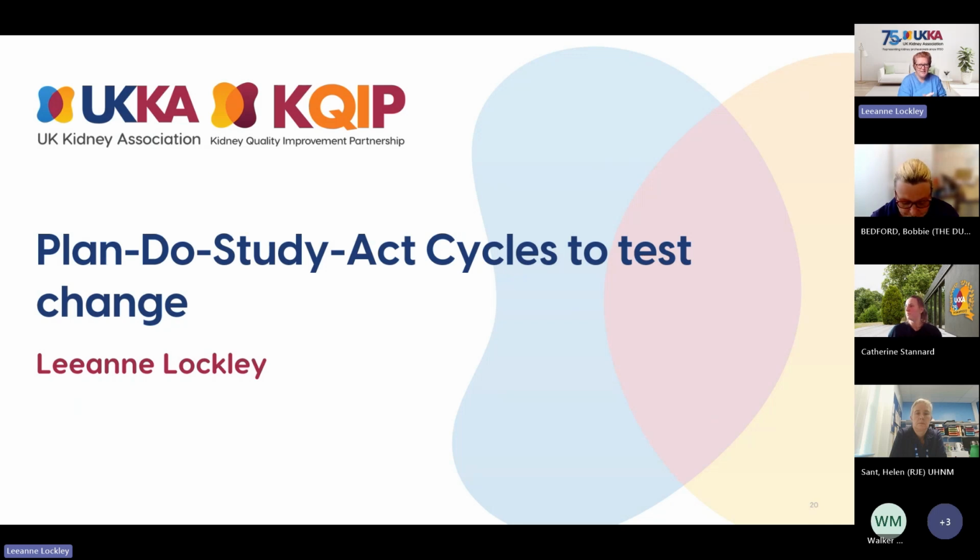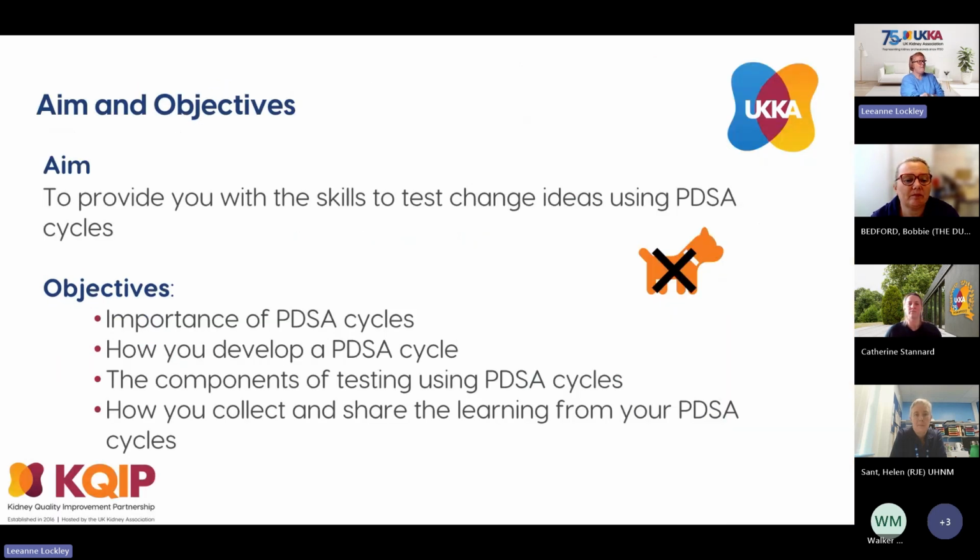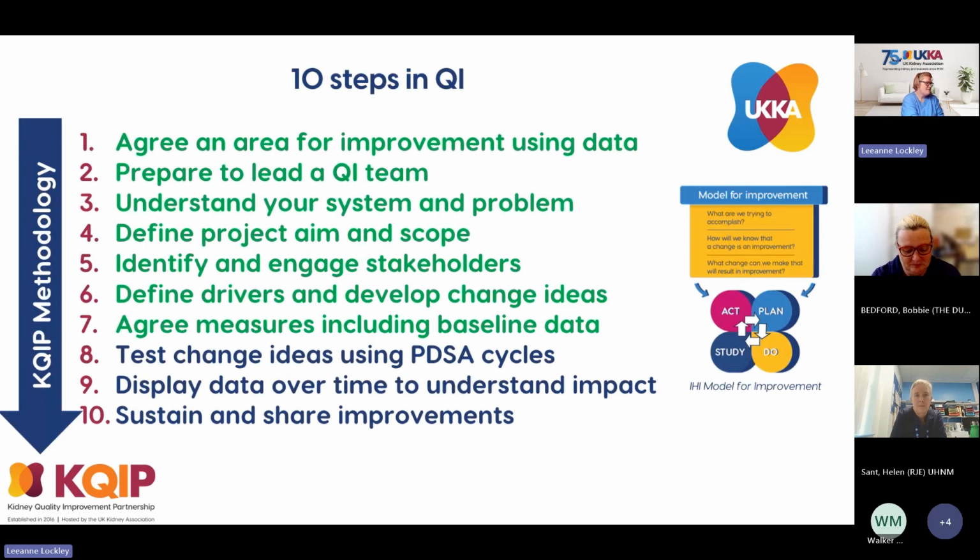So it's not the animal charity. This is Plan, Do, Study, Act, and this is how we test those cycles of change. So these are the aims and objectives. Like I say, this is not about the animal charity, just to make that really clear. So hopefully, by the end of the 10 minutes, you'll have an understanding of what a PDSA is and how you actually use that to test changes.